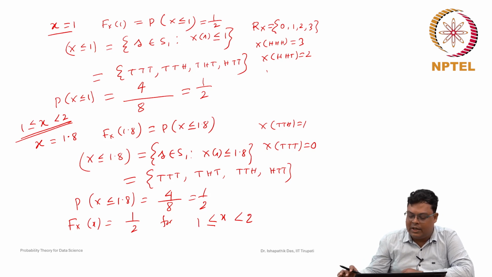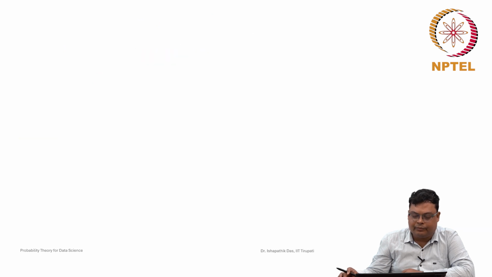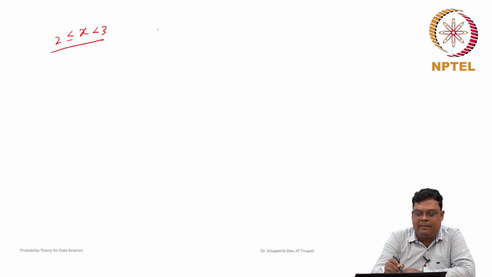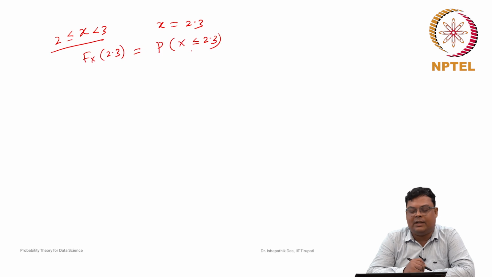Similarly, you can show the same whenever x is in the interval greater than or equal to 2 and less than 3. You take any value inside the interval, suppose x is 2.3. Then what will be the value of F of 2.3? This is nothing but the probability that X is less than or equal to 2.3. So now we have to find what this set is.